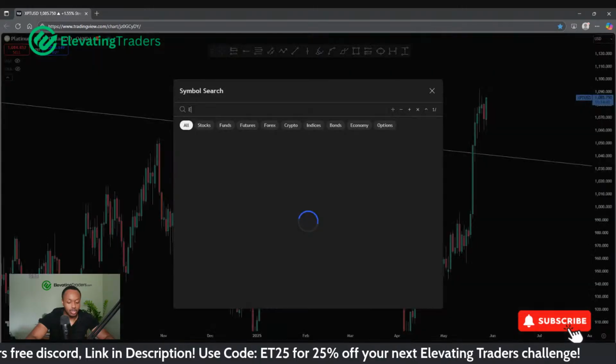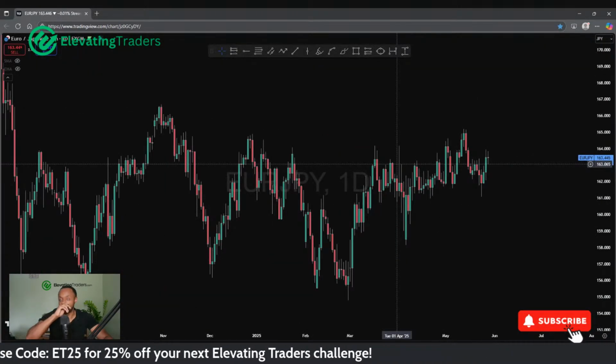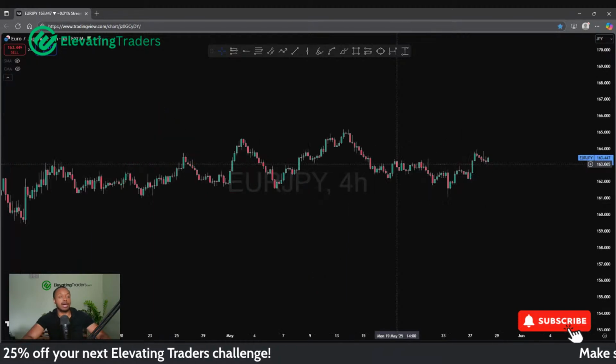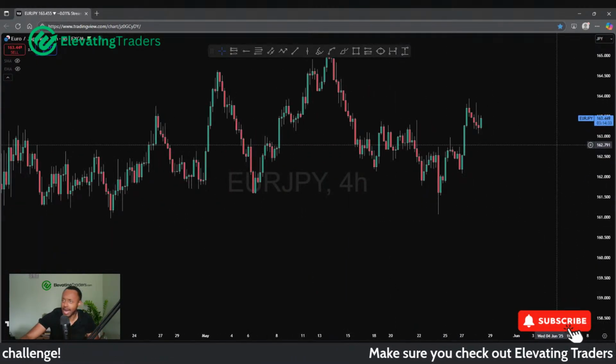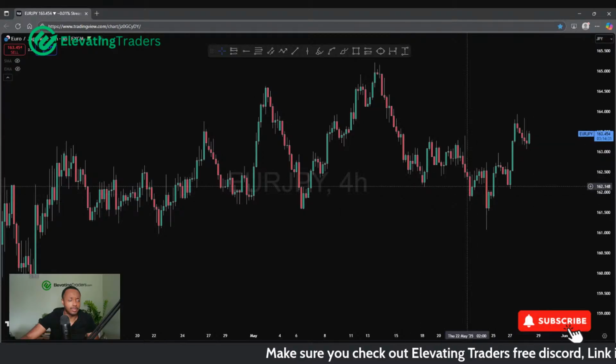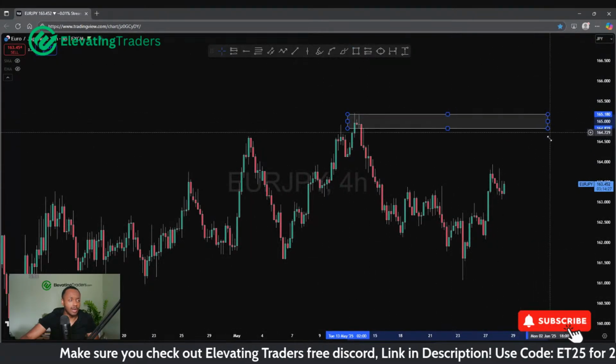Let's go take a look at Euro Yen. So I haven't been the biggest fan of Euro Yen. It's a bit more on the choppy side of things. Other yen pairs have captured my attention far better than Euro Yen. But I do think there's still a very good chance we push back to the swing high.